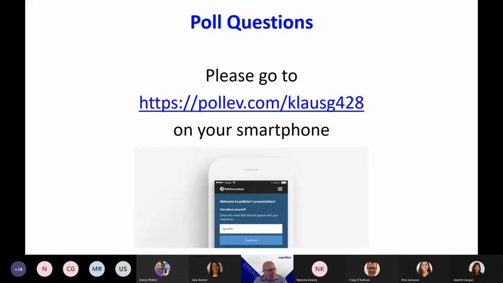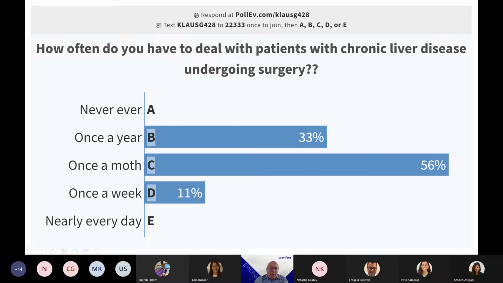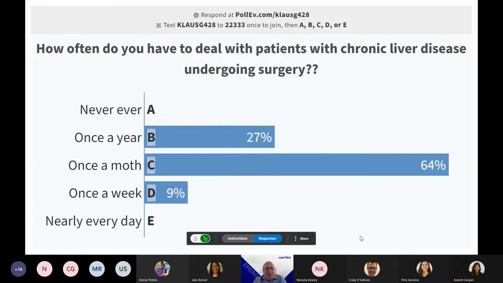Just also double check that it's working on my phone. So then we move to the first question. I just see what are the answers from your side.